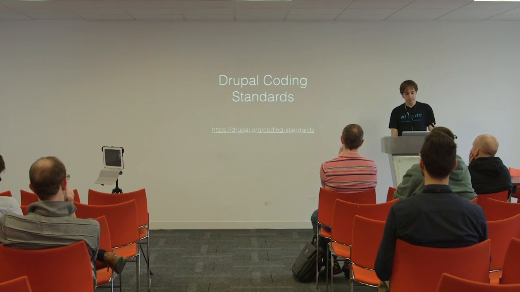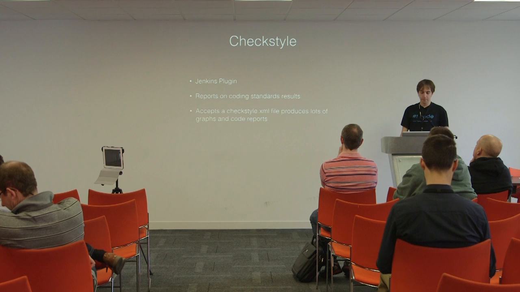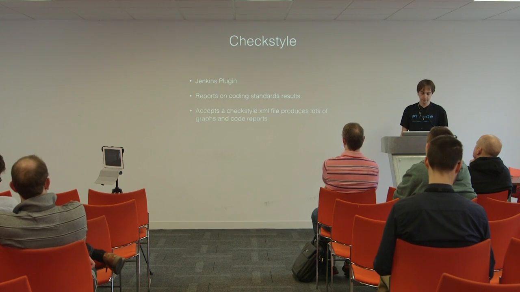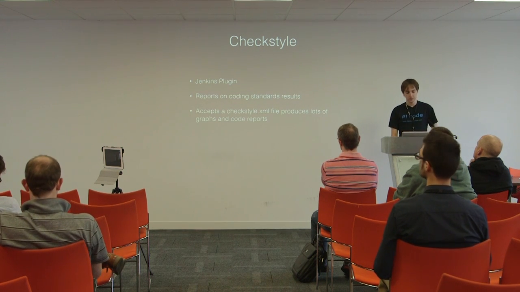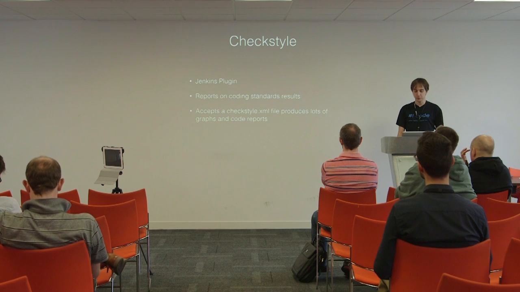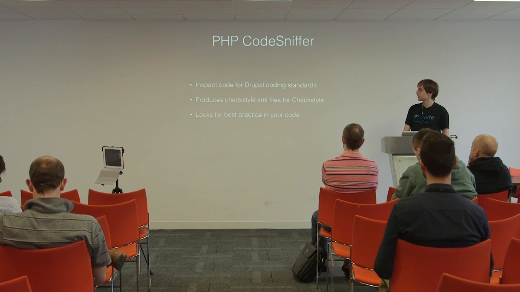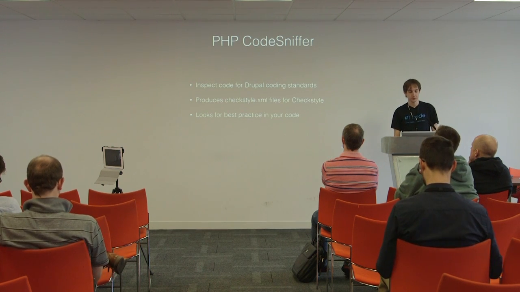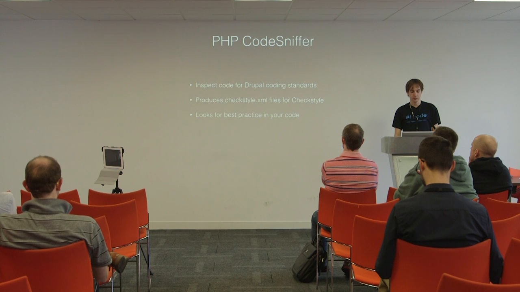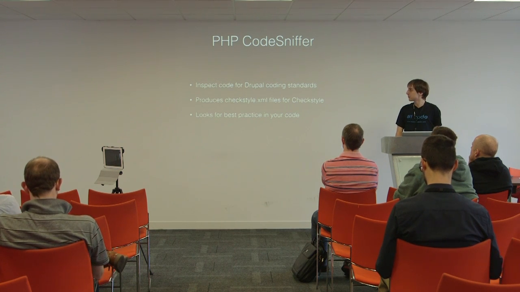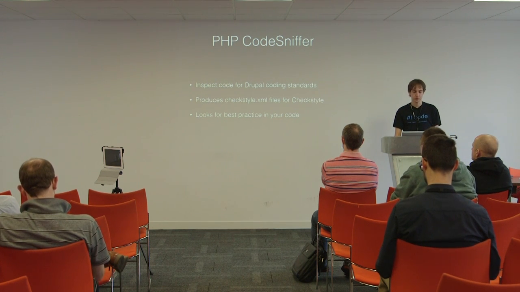So what next? Well, coding standards, obviously. This starts off with the Checkstyle plugin, which is a Jenkins plugin. What we need to do is feed a checkstyle.xml file into this. Obviously, we don't write this ourselves. So what we do is we get a tool called PHP Code Sniffer. This is a PEAR package that analyzes for coding standards and produces our checkstyle.xml.